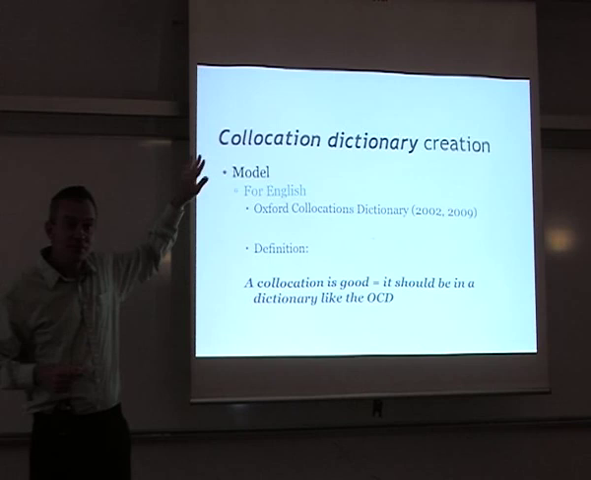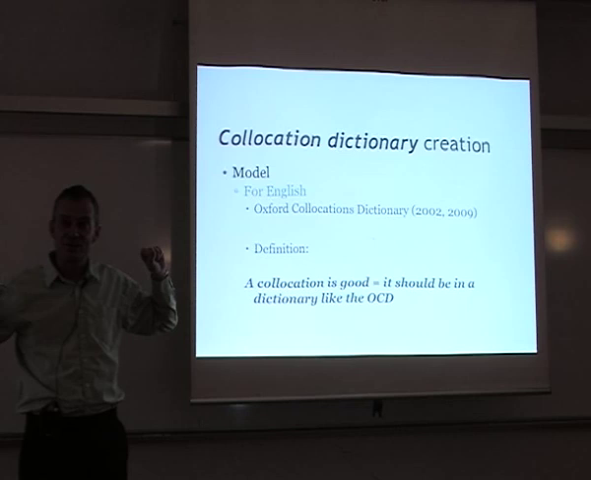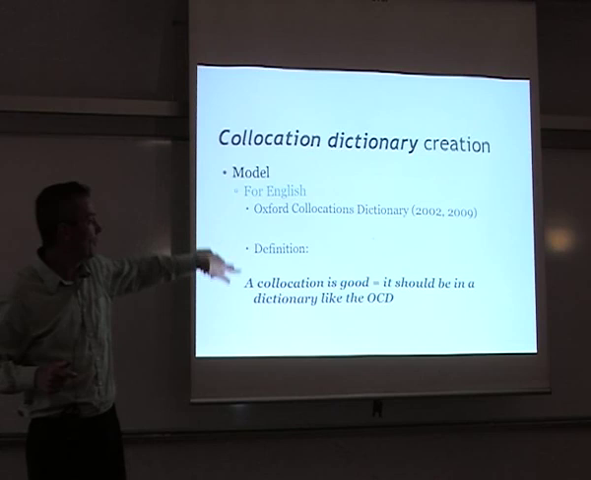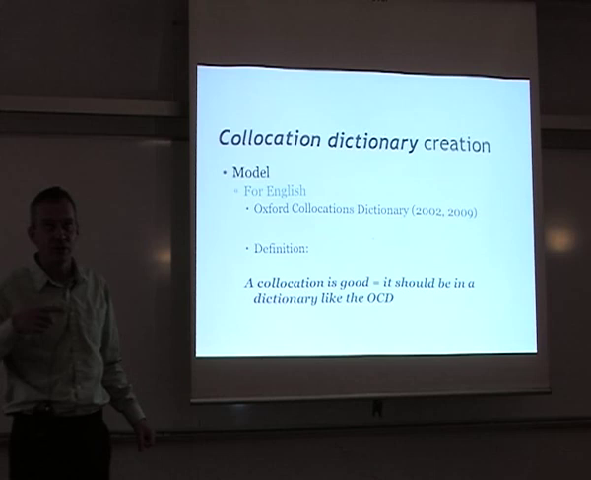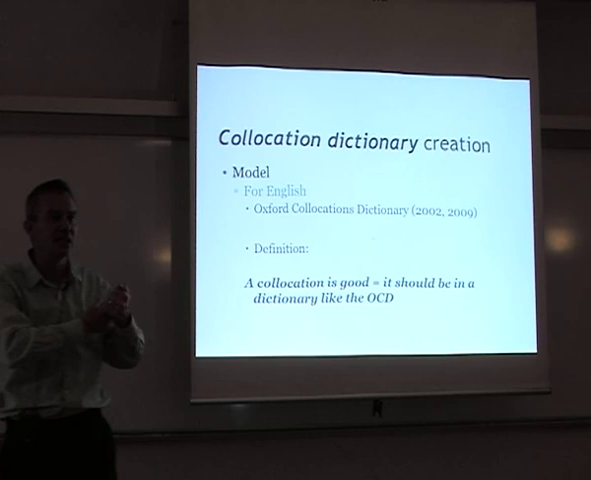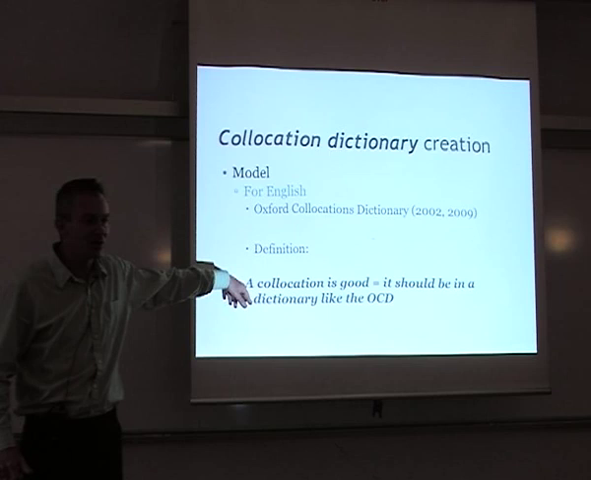So what we're going to do is to say, here are the collocations that the tools plus corpus have produced, and those collocations are good if they're ones that should be in a dictionary like the Oxford Collocations Dictionary. We didn't use the Oxford Collocations Dictionary in the program for a number of reasons, not least because we could only do that for English, and we want this to be generalizable across lots of languages, but we can say, would a lexicographer have put it in a dictionary like the Oxford Collocations Dictionary?